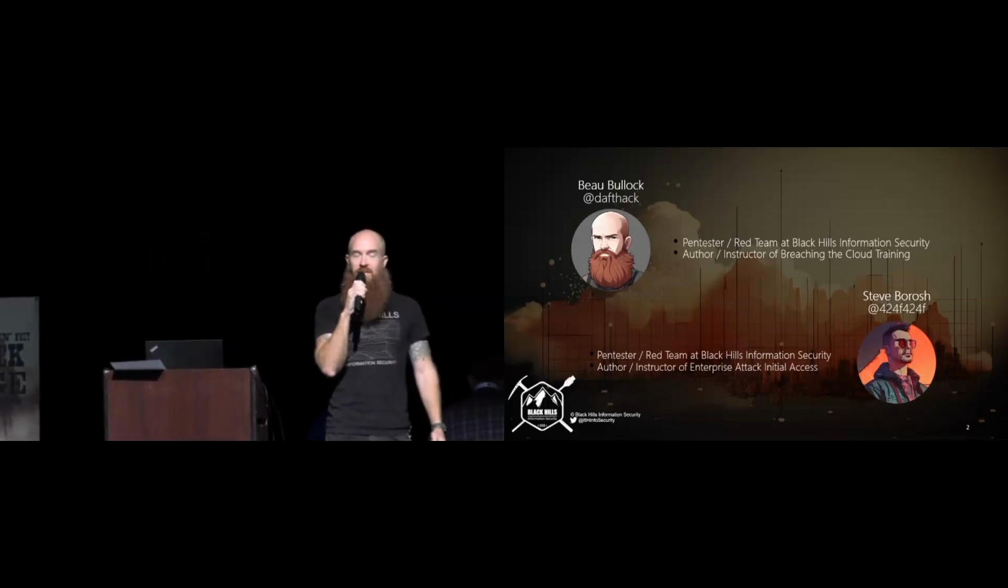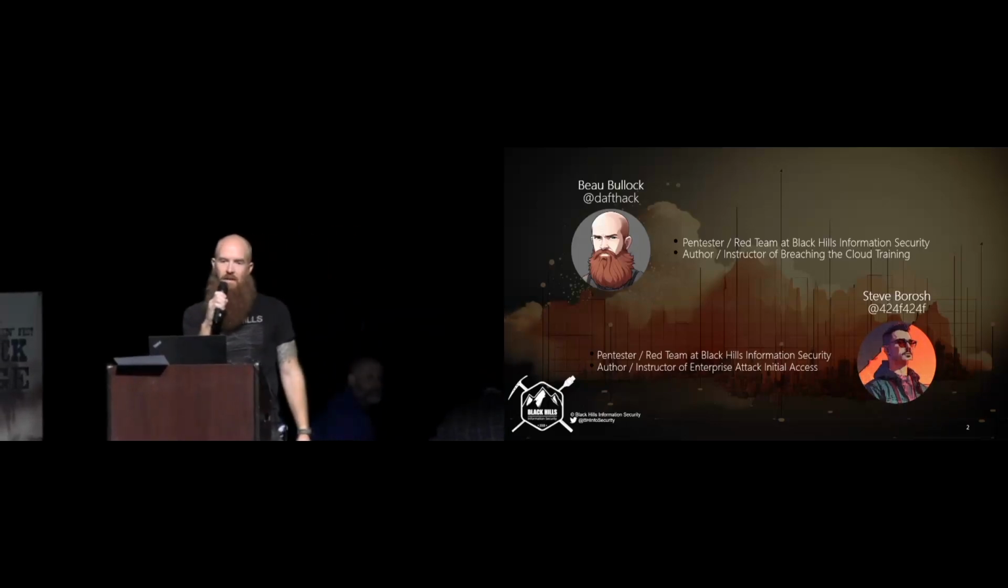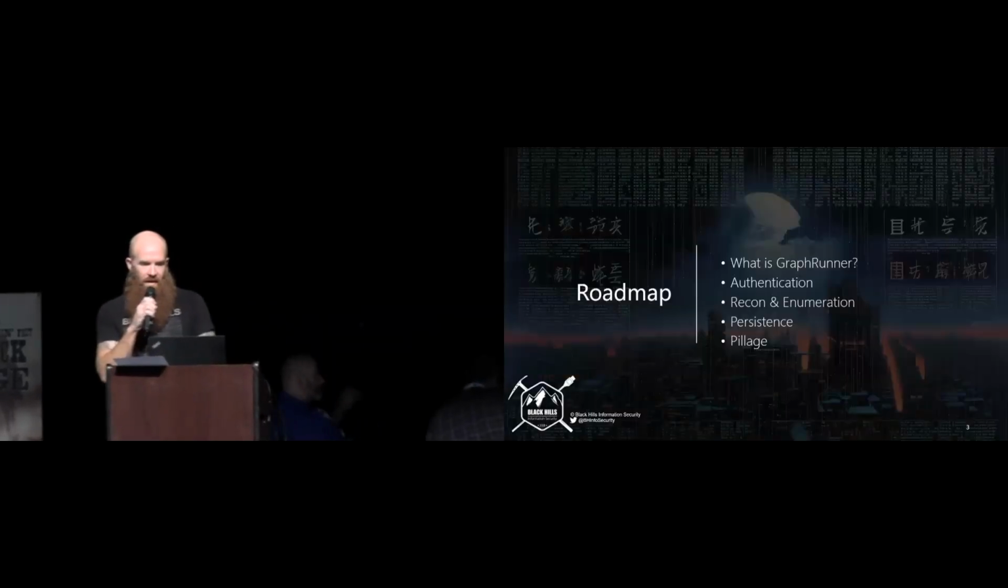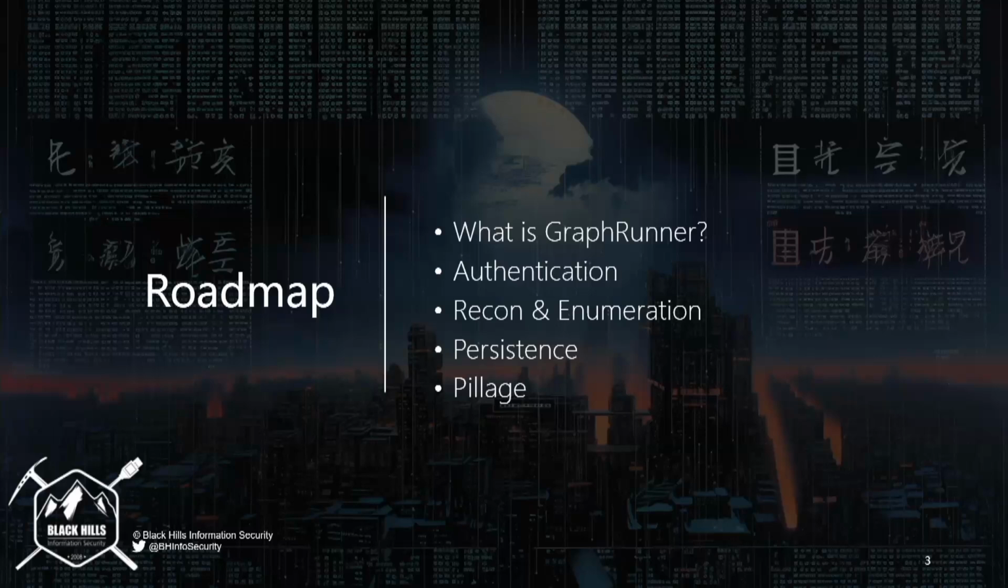Like I said, I get to do a lot of the cloud assessments. I get to do a lot of the cool emerging threat stuff. But also I teach a cloud hacking class, which I taught a few days ago. So let's just get into it because there's a lot. All right, so first off, I'm going to talk about what GraphRunner is. Then we're going to go through some very specific attacks against authentication, recon, and enumeration. I'm going to show you some potentially tricky, maybe hard to identify persistence mechanisms we can use this tool for. And then I'm going to show you how we can pillage accounts with GraphRunner.